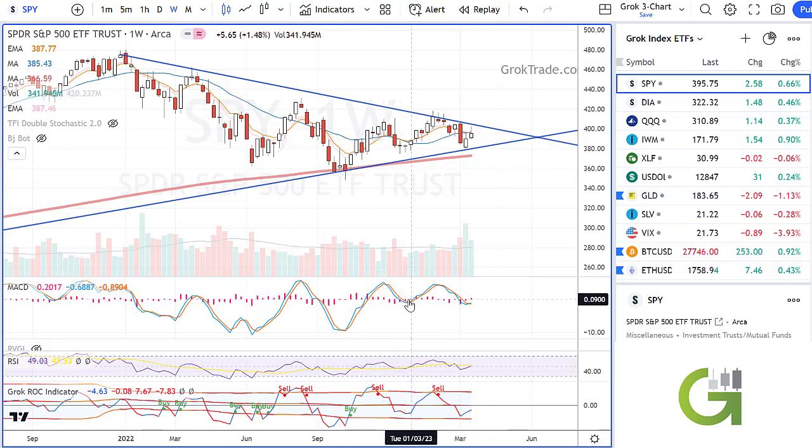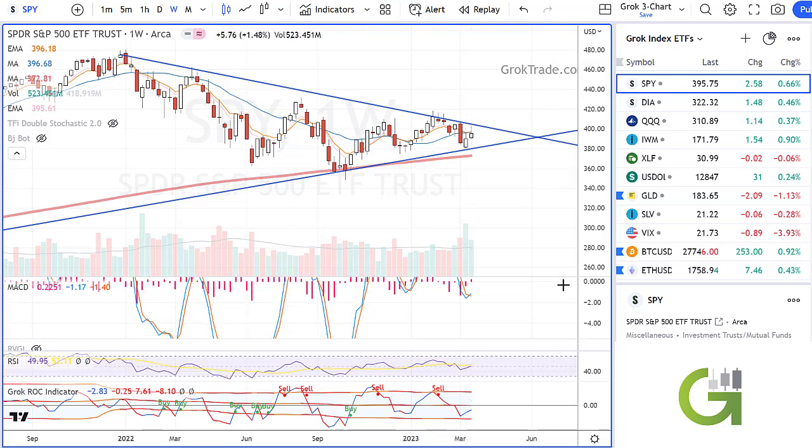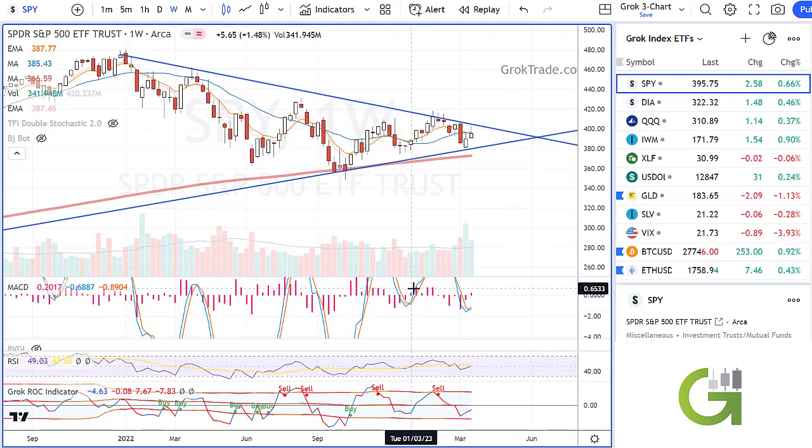And it can be support when it gets to it, and it bounces up. But look how we're below it now. We're below it, but we were below it last time and went back above. We're below it this time. We got a crossover. We got a bullish tick on the histogram, meaning that we should pop higher.